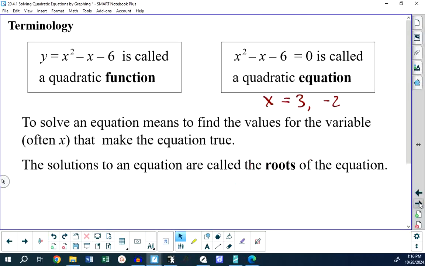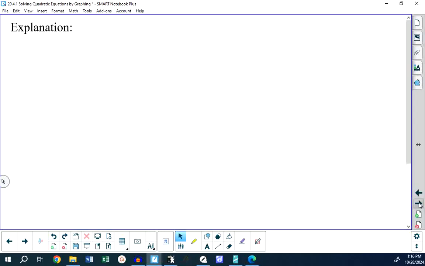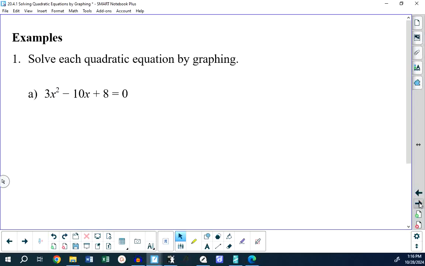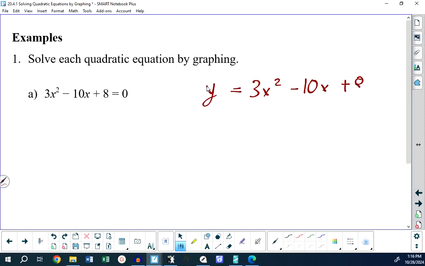So, we've already explained it. Solve each quadratic equation by graphing. Now, is there a way for you to solve this without graphing it? Yes, but we're not going to worry about that today. It'll either be tomorrow or the next day, depending on the question we're working on. So the first thing you do is you say, forget about the equation. I want to graph y equals 3x squared minus 10x plus 8, and I want to find the x-intercepts.